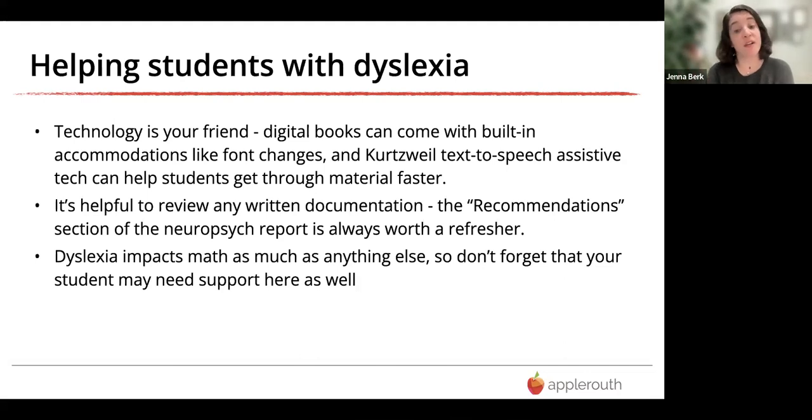If you've got a neuropsychological report, I would recommend checking out the recommendations section. That written documentation can always be useful, especially when you're figuring out what kind of accommodations you want to make sure your school gives you.